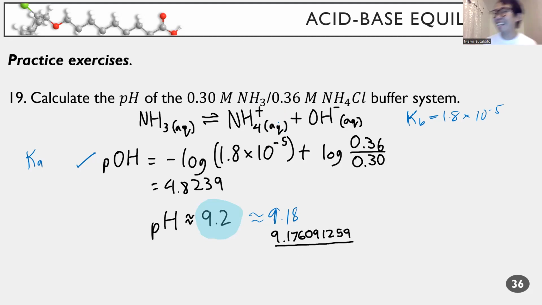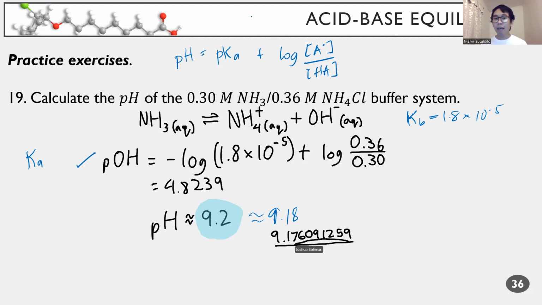Then ano lang, yun naman sa binigay ko to just so you will be familiar with how to approach depending on what buffer system you have. Okay? Pero for this case, actually, you can also use pH equals pKa plus log of base over acid. Okay? Pero this time, what you need to use is the pKa of the acid, which is ammonium.